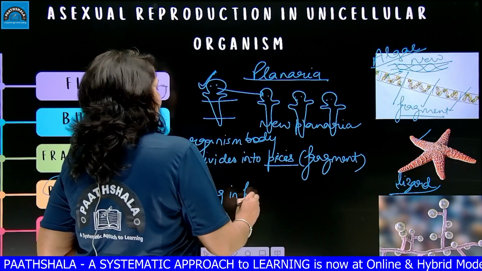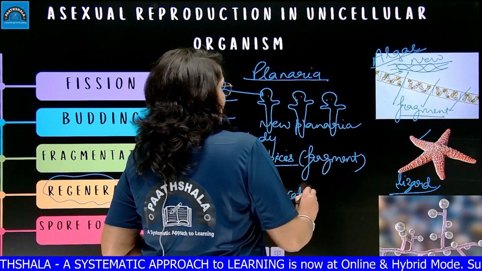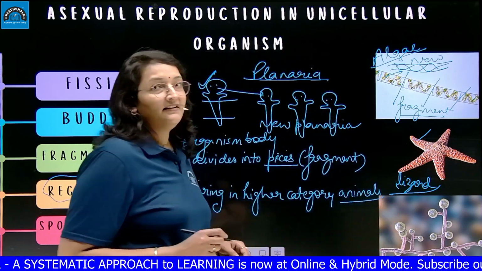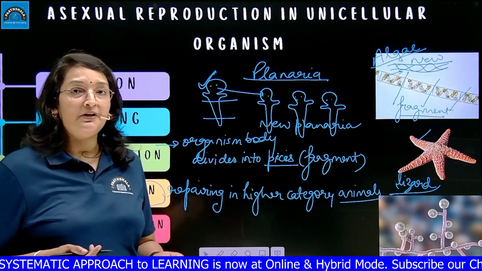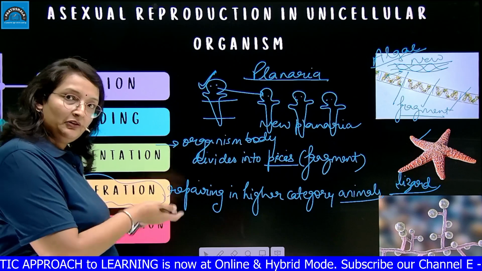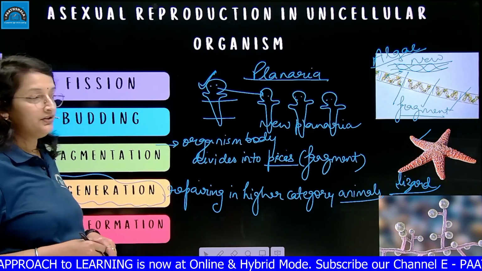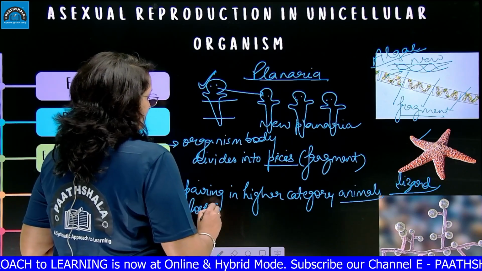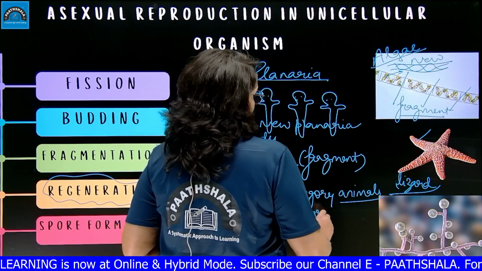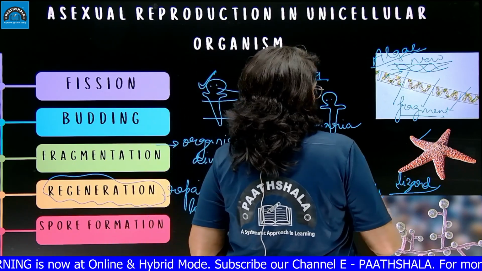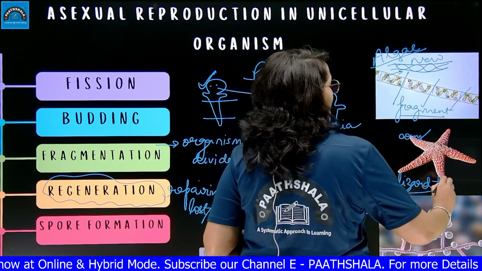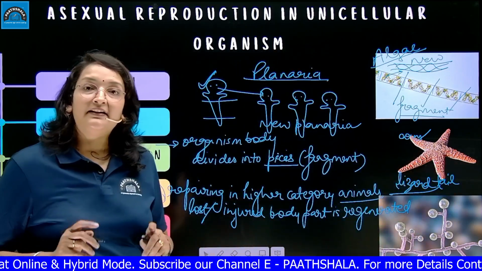in higher category animals. Mostly we don't include it in reproduction because we say reproduction is always producing new offsprings. But here also the cells are dividing and forming a new organ. That's why we have included it in the modes of asexual reproduction, where the lost or injured body part is regenerated. You have to remember the example of starfish arm of starfish, and lizard tail. These are the two examples which are showing regeneration.